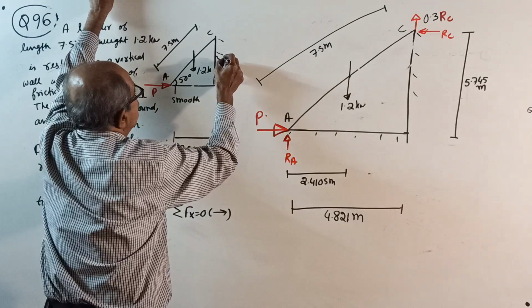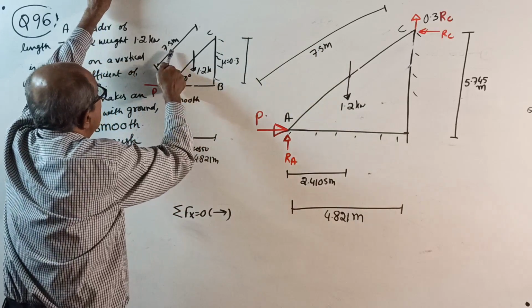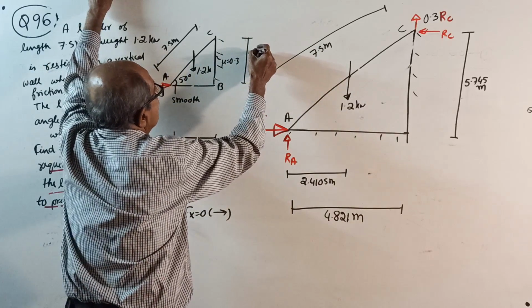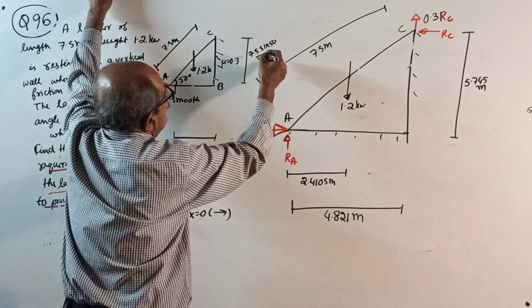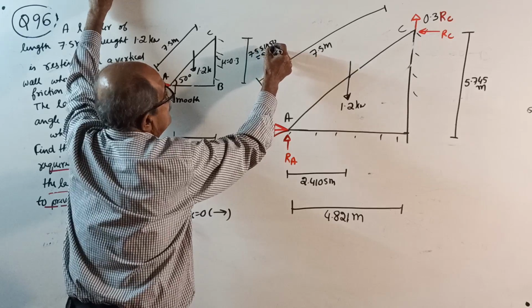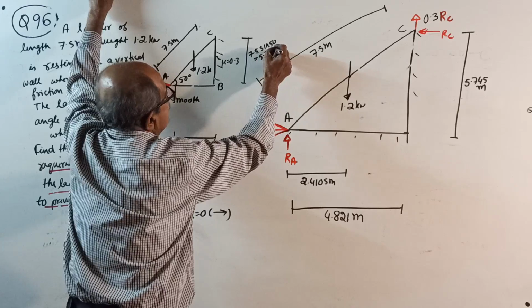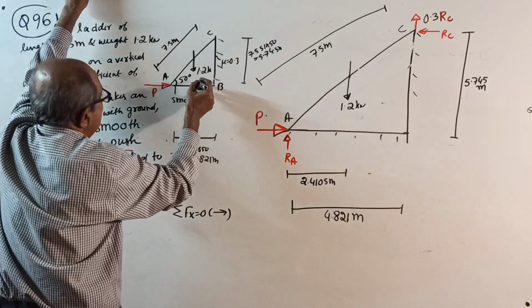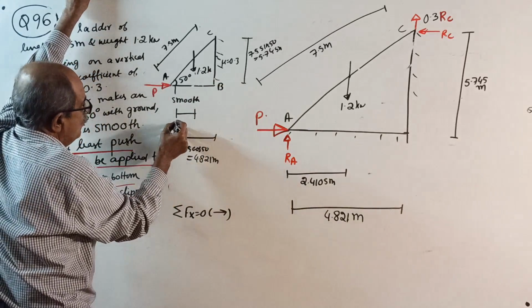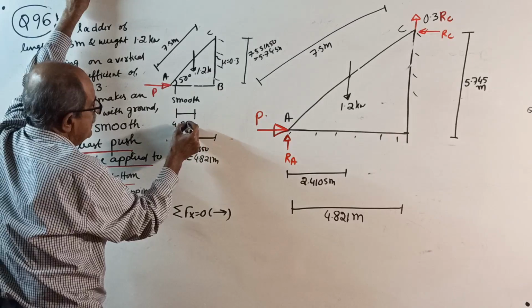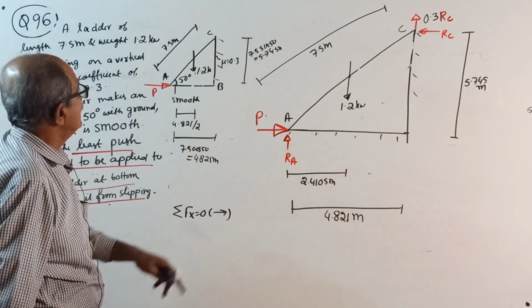See, this rough mu is 0.3. This vertical height will be 7.5 into sin 50. That will come 5.745 meter. Then this weight will be acting exactly at the center. How much? 4.821 divided by 2 equal to 2.4105 meter.